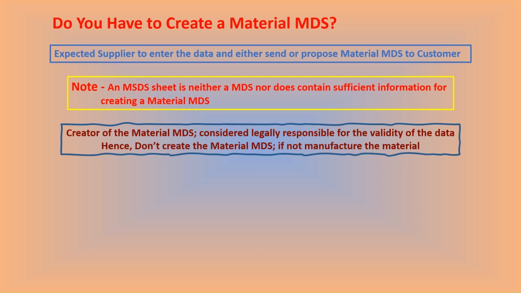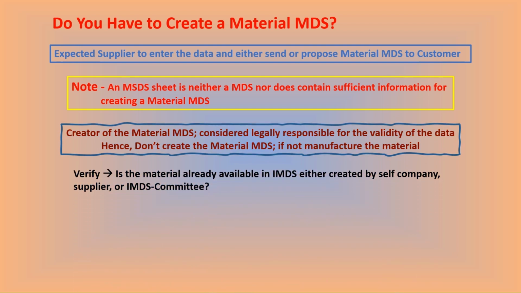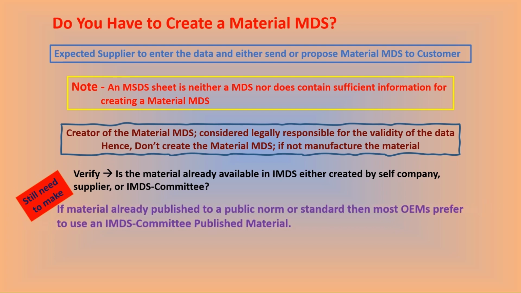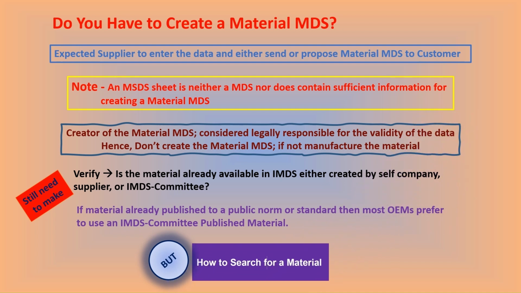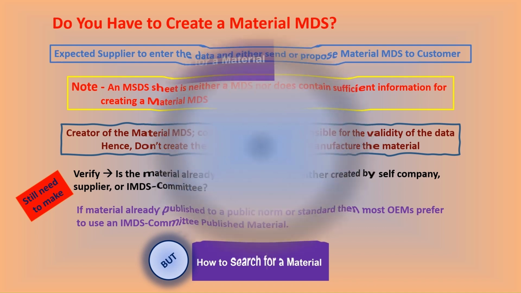Still you need to make or create material MDS. First verify whether material MDS is already available in IMDS. If material is already published to a public norm or standard, then most OEMs prefer to use an IMDS Committee published material. But how to search for material in the IMDS system?